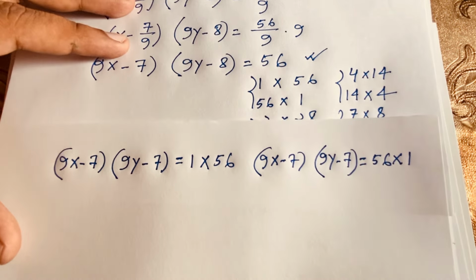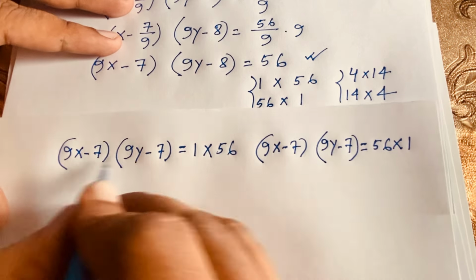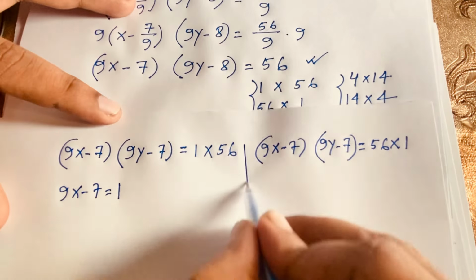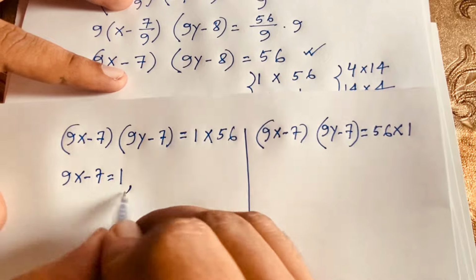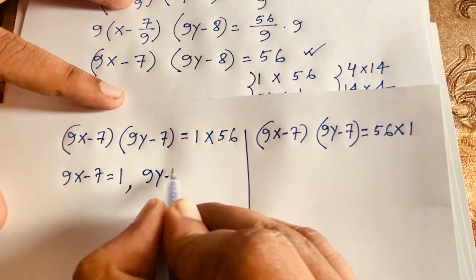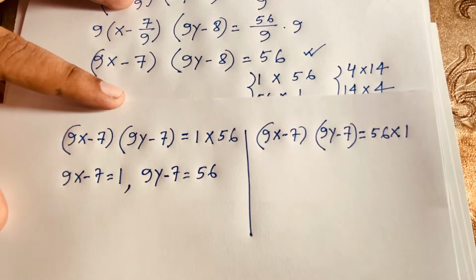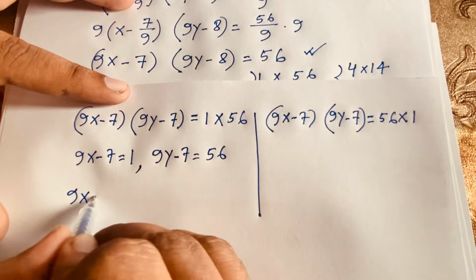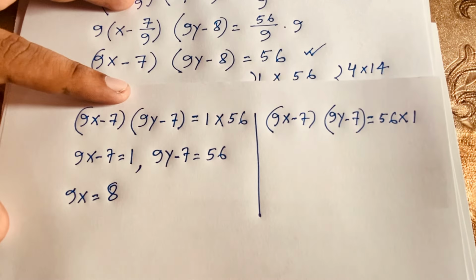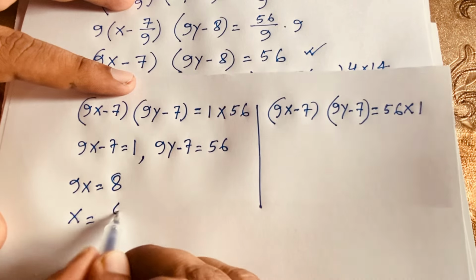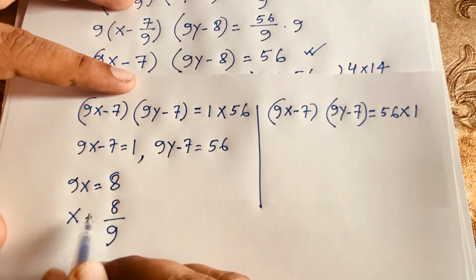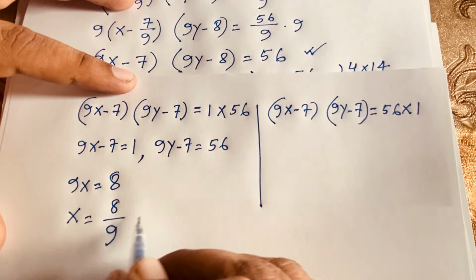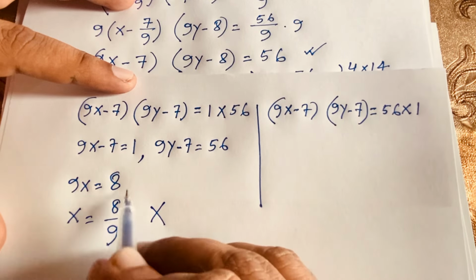Okay, now at this moment I can say 9x minus 7 is equal to 1, and here I can say 9y minus 8 is equal to 56. So at this moment I can say easily 9x is 1 plus 7, it will be 8. So if I divide both sides by 9, x is equal to 8 over 9. So it is not an integer. We know that x and y are positive integers. It is a fraction. So it is not possible. It is not possible. It is rejected.